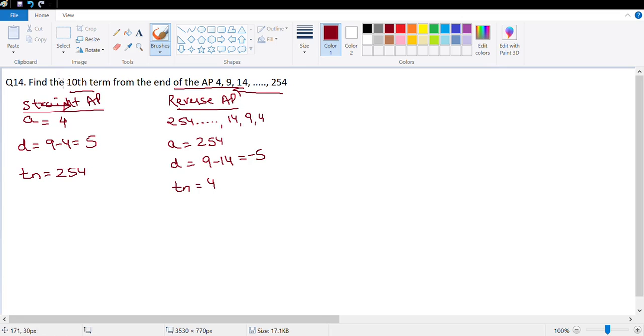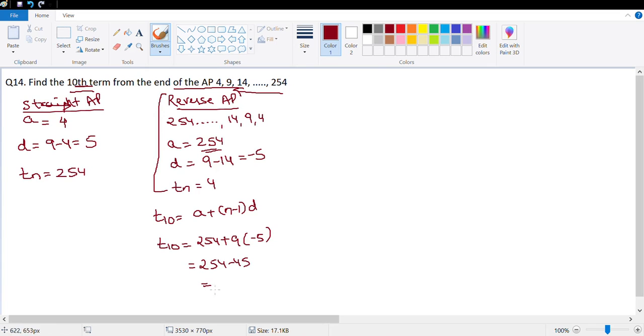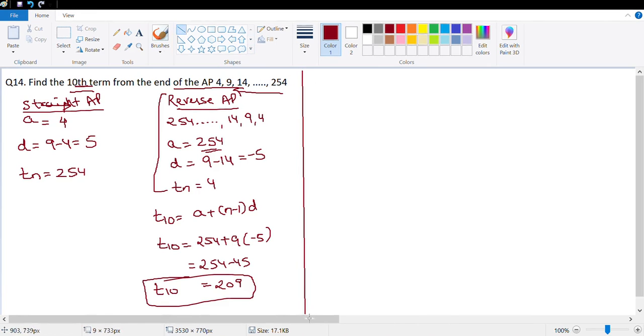Now they want me to find the 10th term from the end, which means I'm looking at the reversed AP. So T10 in this case would be A plus n minus 1 times D. If I'm looking at the reverse AP, the first term is 254, n minus 1, that's 9, times D, which is negative 5. 254 minus 45 is equal to 209. So the 10th term from the end of this AP is 209. That's the first method of solving it, which is reversing the AP.